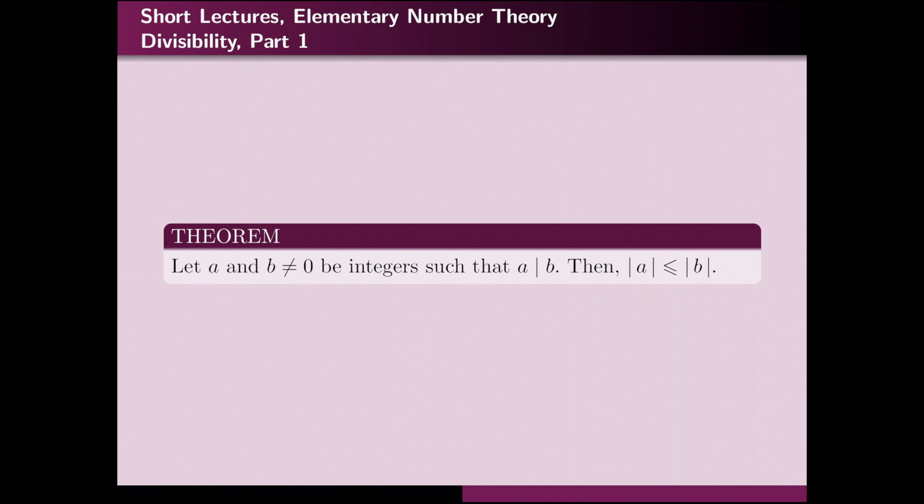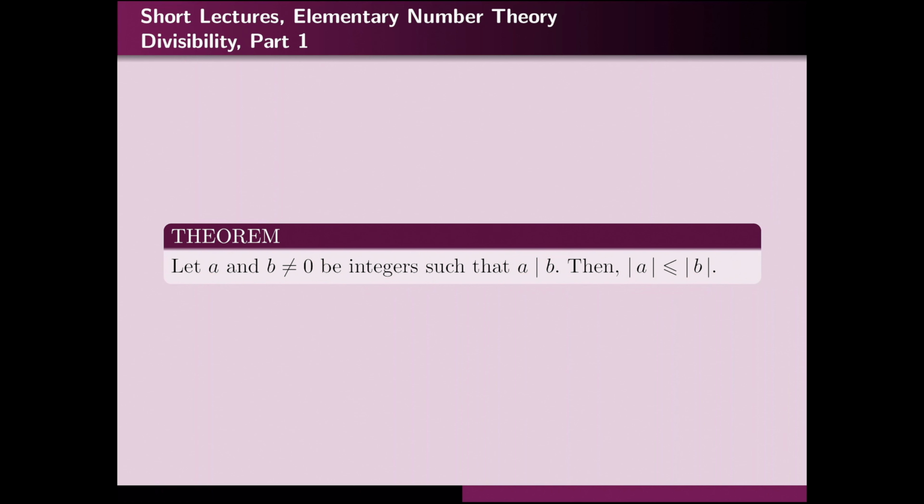Another important theorem is that if a is an integer and b is a non-zero integer, and we know that a divides b, then the absolute value of the number on the left, a, is less than or equal to the absolute value of the number on the right, b. In other words, if b is divisible by a, the absolute value of b should be greater than or equal to the absolute value of a.